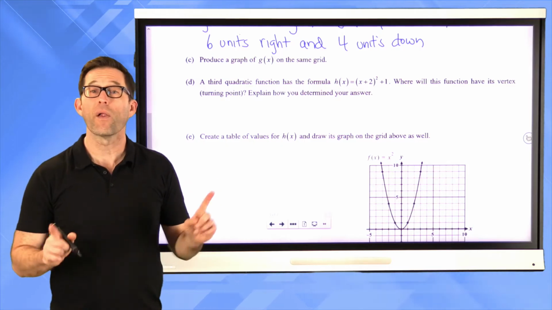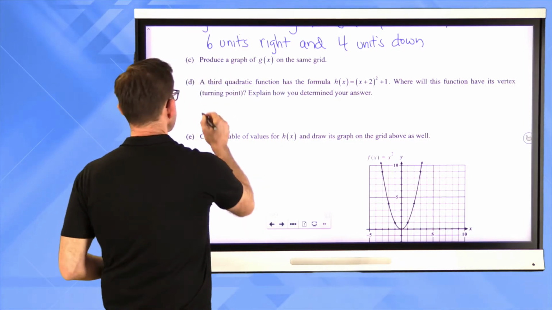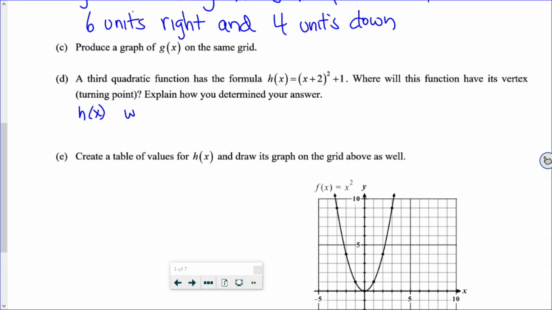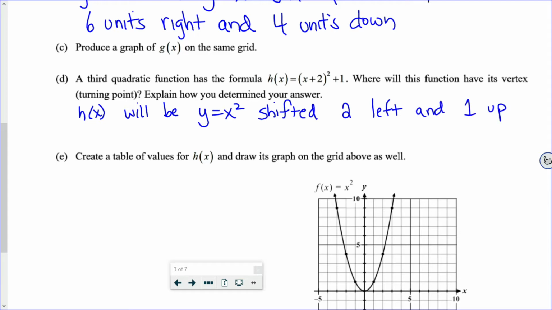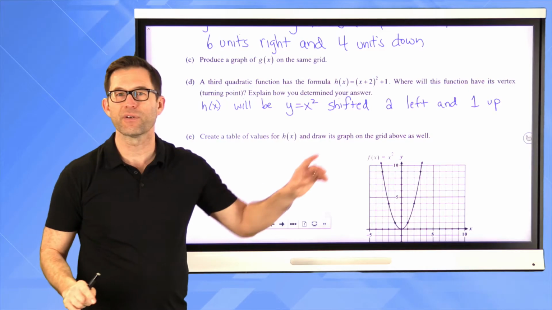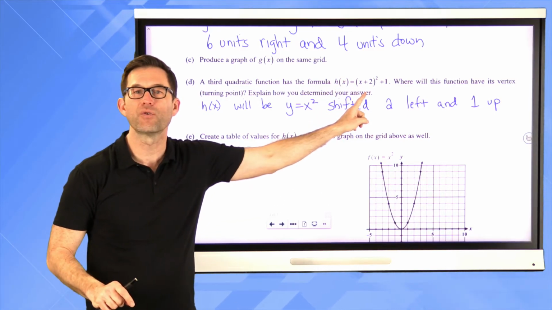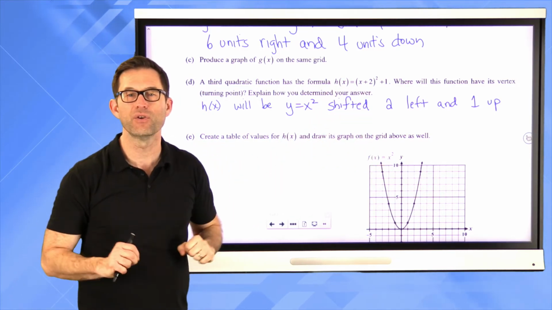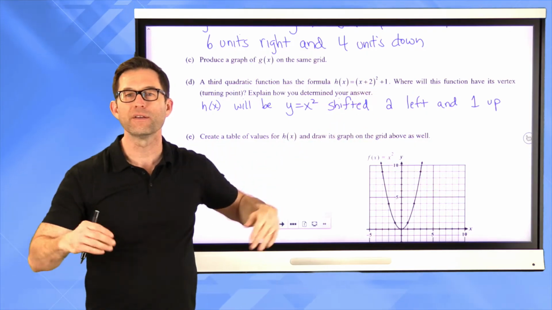All right, well, h of x, let's just write this down. H of x will be y equals x squared. I'm almost giving you the explanation before giving the answer. H of x will be y equals x squared shifted 2 left and 1 up, right? I add 2 directly to x, it shifts it to the left 2. I add 1 overall, it shifts it up 1.